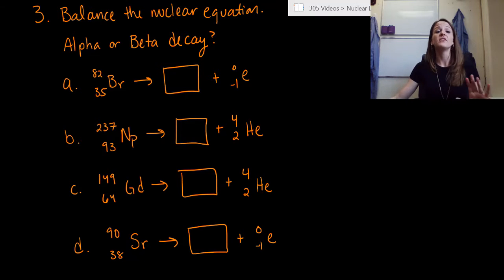Hopefully you did, but this was definitely more challenging than question 2, so if you ran into a little trouble, please don't get frustrated. So let's start off with A. The first thing we have to do is figure out our missing component, and then we can decide if this was alpha or beta decay.